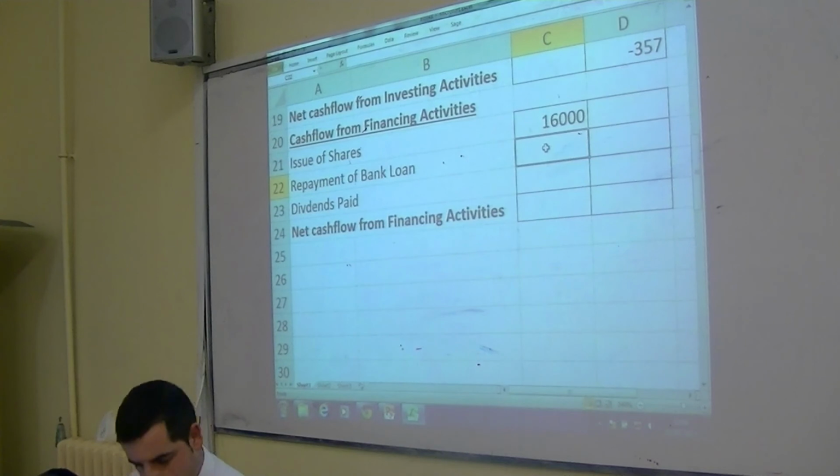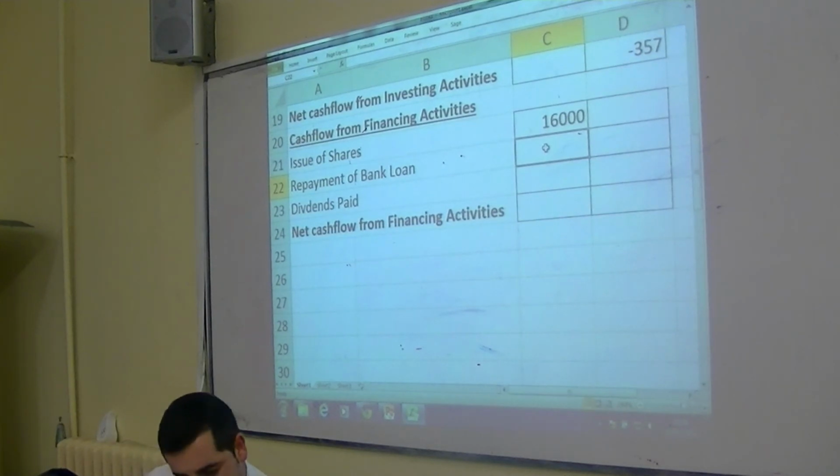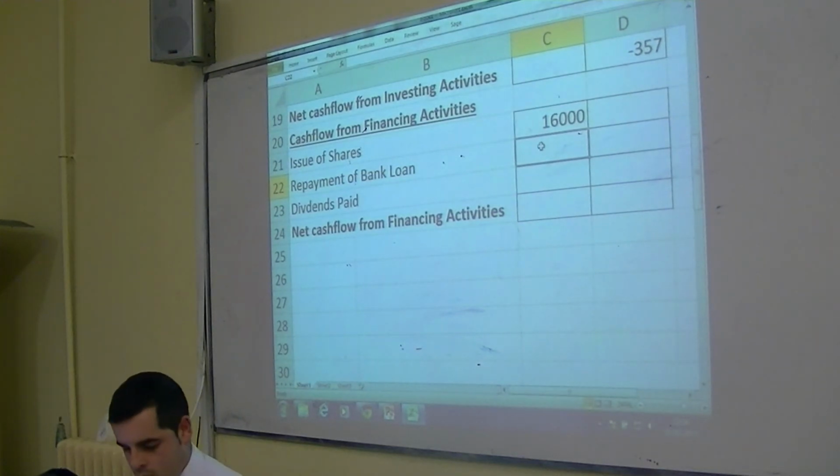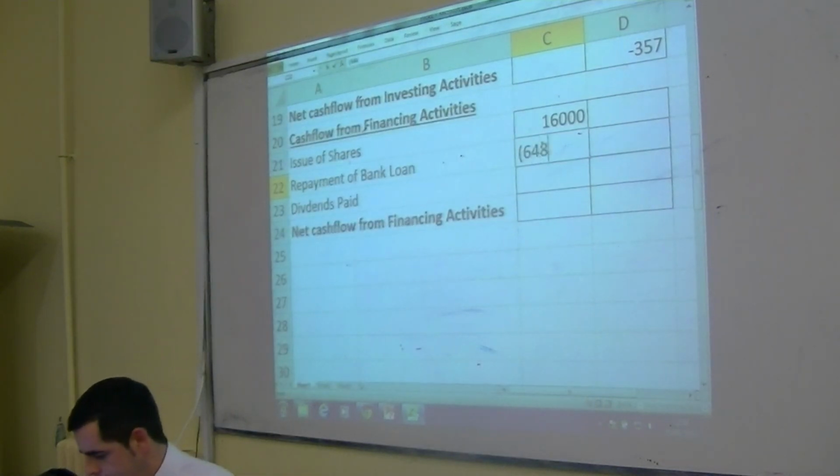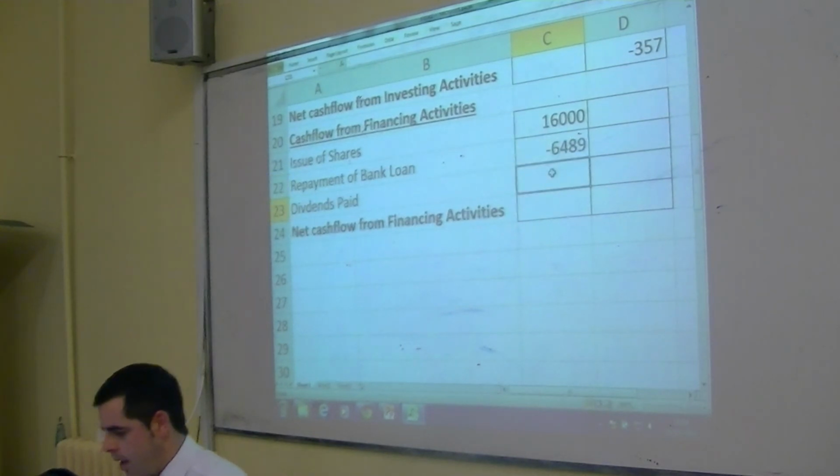Repayment of bank loan. If you look at our loan, it has gone downwards. It's gone from 48.8 down to 42.311. So that's a repayment of loan. So that comes to 6.489, I think, is it? Yeah. Right, that will come off.